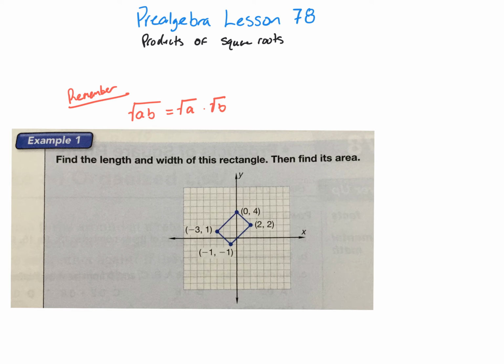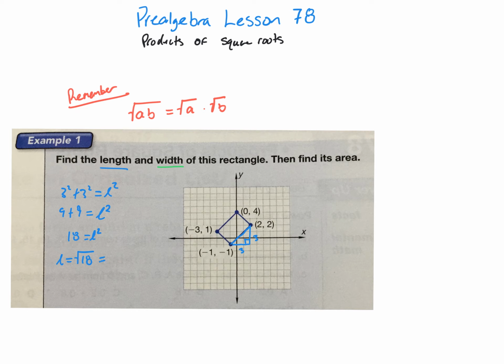So it says find the length and the width of this rectangle. So first let's find the length. I'll call it this one right here is the length of that. In order to find that, we're going to use this right triangle right here. This side length is 3 and this side length is 3. So I'm going to say 3 squared plus 3 squared is equal to, I'll call it L squared. It's going to be 9 plus 9 is equal to L squared, so it's going to be 18 is equal to L squared, or L is equal to the square root of 18.